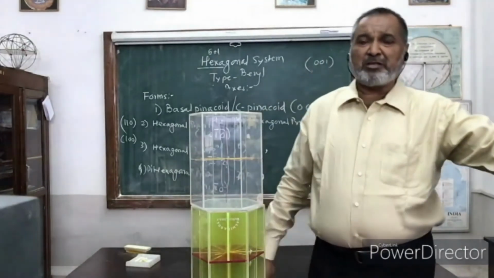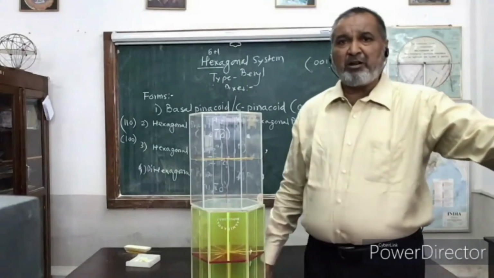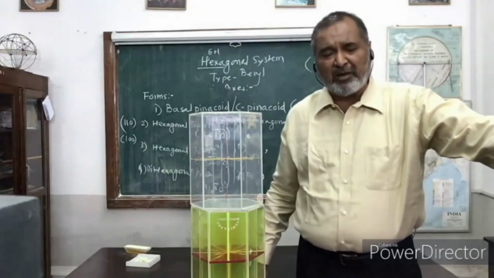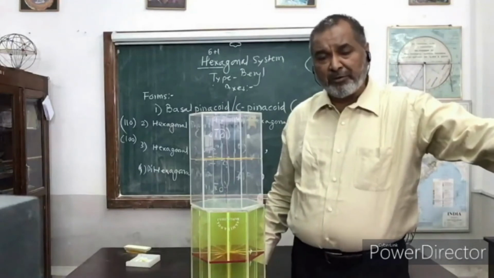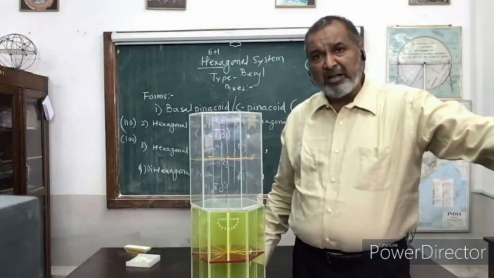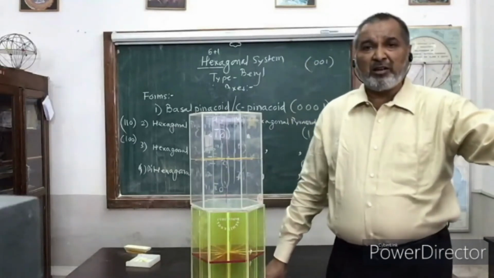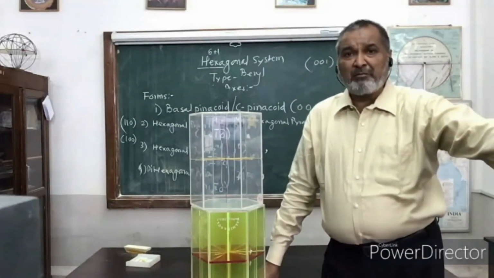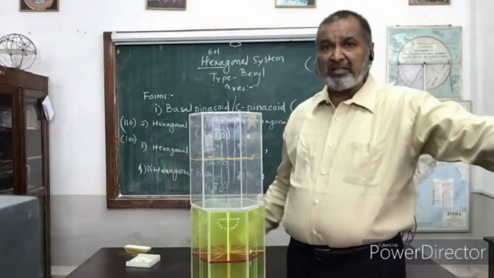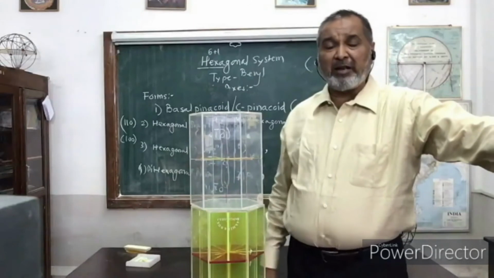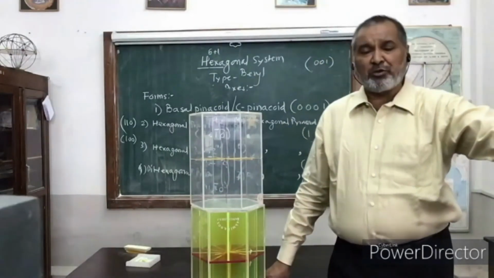That is the first one, basal pinacoid 0 0 0 1. Then hexagonal prism first order 1 0 bar 1 0. Then the second one, hexagonal prism second order 1 1 bar 2 0, because one more axis will be cut in this as compared to the normal, where one axis becomes parallel. Here it is going to cut. So 1 1 bar 2 0.